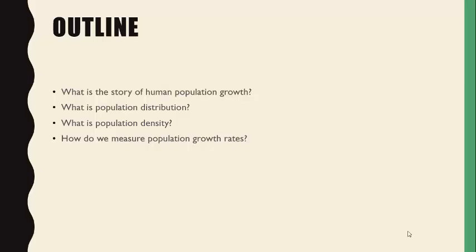Second, we'll be answering what is population distribution. Third, we'll be exploring what population density is. And finally, we'll finish by learning how to calculate and estimate a population's doubling time from its growth rate.